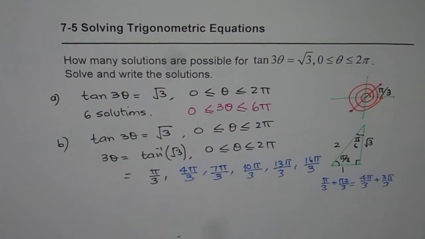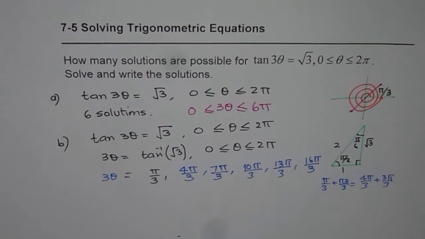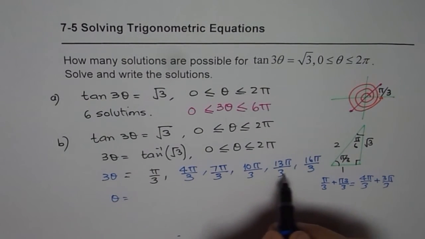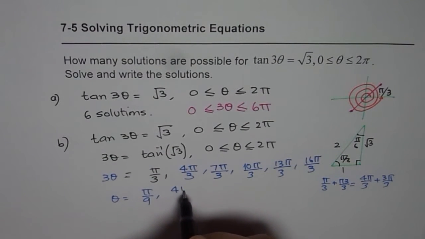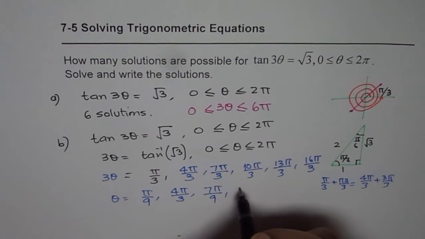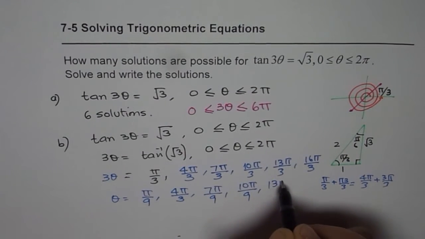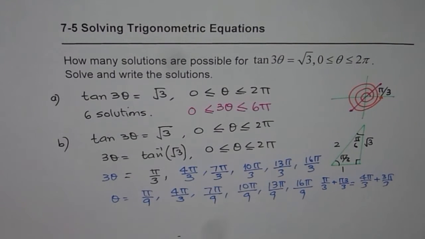But all these are really equal to what? They're all equal to 3 theta, right? So what is the value of theta? Theta should be equal to, you have to divide them by 3. So we get pi by 9, 4 pi by 9, 7 pi by 9, 10 pi by 9, 13 pi by 9, and 16 pi by 9. So these are all the solutions, right?